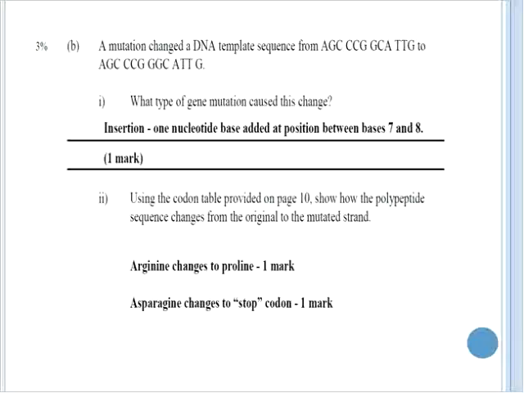The answer for this question, for 1 mark, required you to identify the mutation as being an insertion. A base was inserted between bases 7 and 8. And through the use of the codon table and deciphering both strands, you would have been able to determine that arginine was changed to proline for 1 mark and asparagine was changed to a stop codon for another mark.